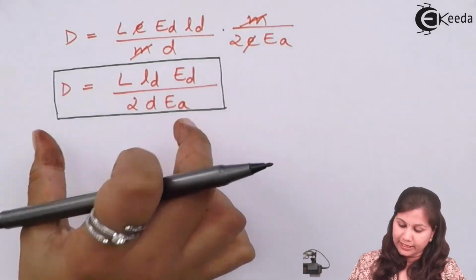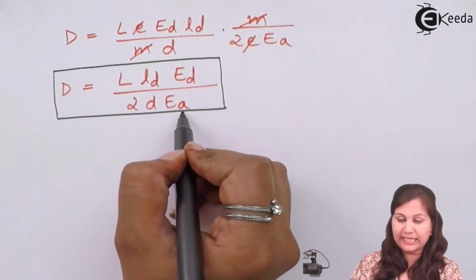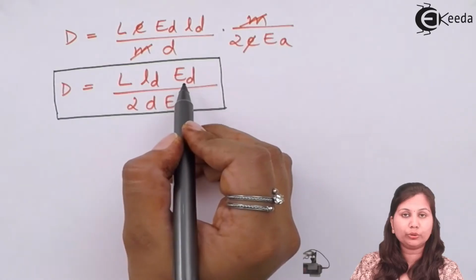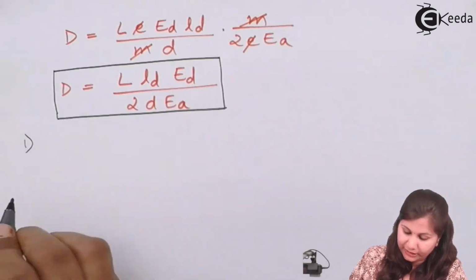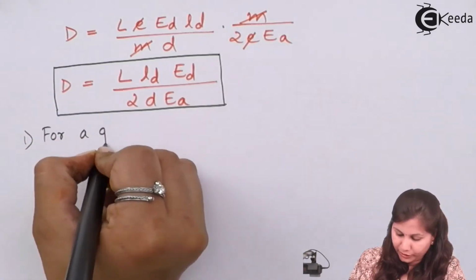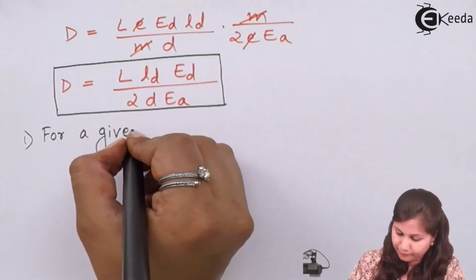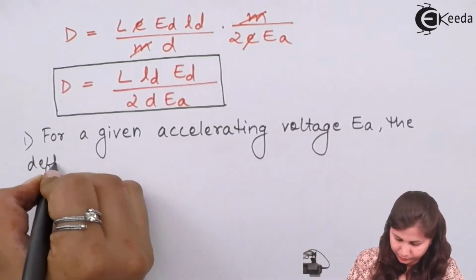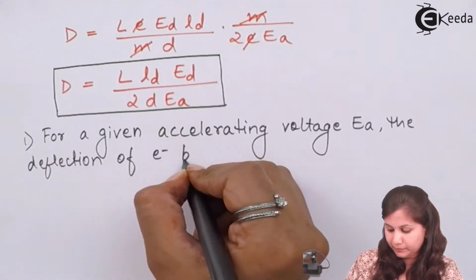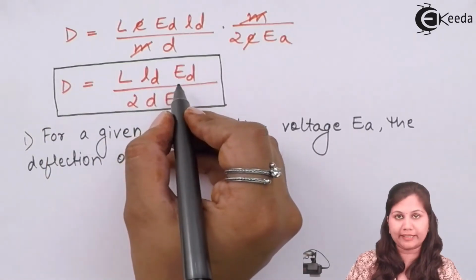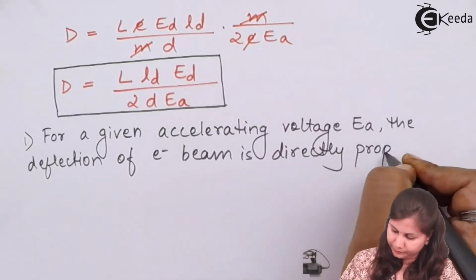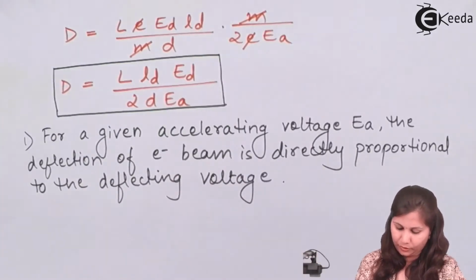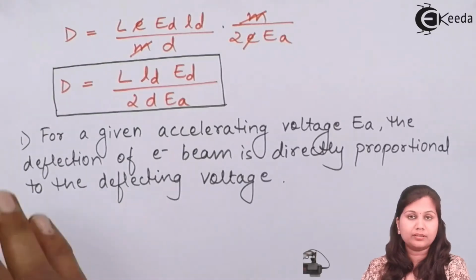Now, if we see this formula, if all the parameters are constant, like for a given accelerating voltage, pre-accelerating anode voltage, the deflection comes out to be directly proportional to the deflecting voltage. So, we can conclude that for a given accelerating voltage ea, the deflection of the electron beam is directly proportional to the deflecting voltage. So here comes the deflection.